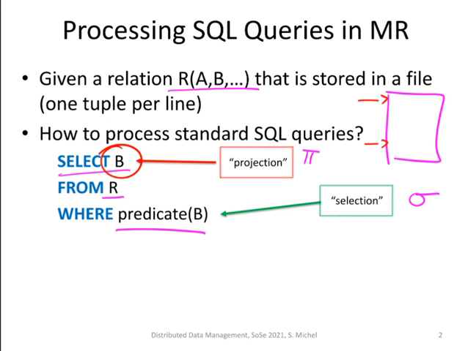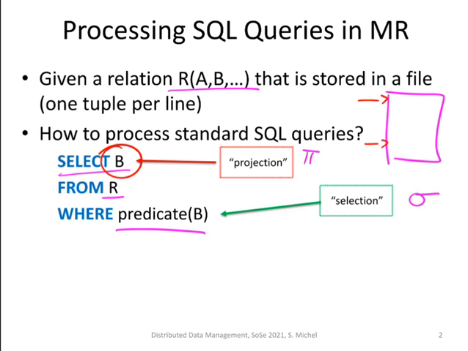This is basically exactly the same as we have seen already for the grep example, like this Unix tool implemented in MapReduce. So we need only a map function. We don't need any reduce function. And this map function takes as input a tuple, checks if the predicate is true, and then emits only the B attribute from the tuple.